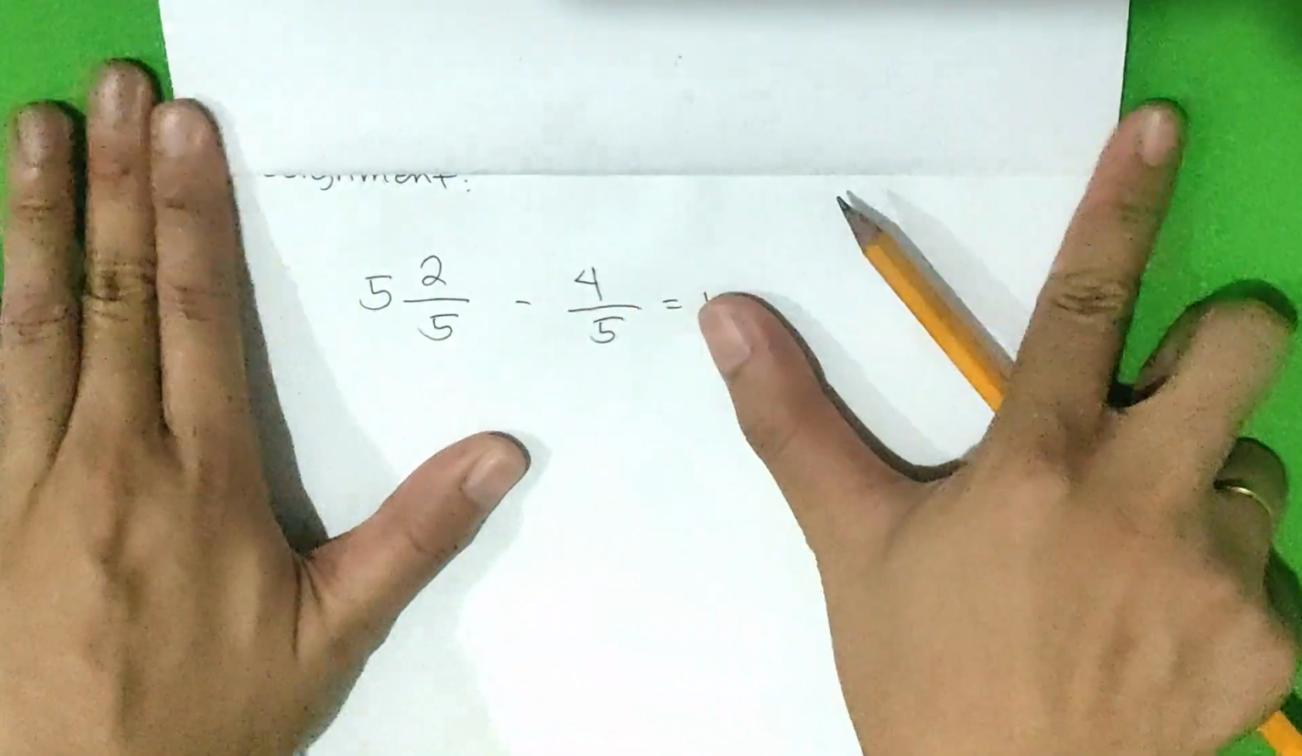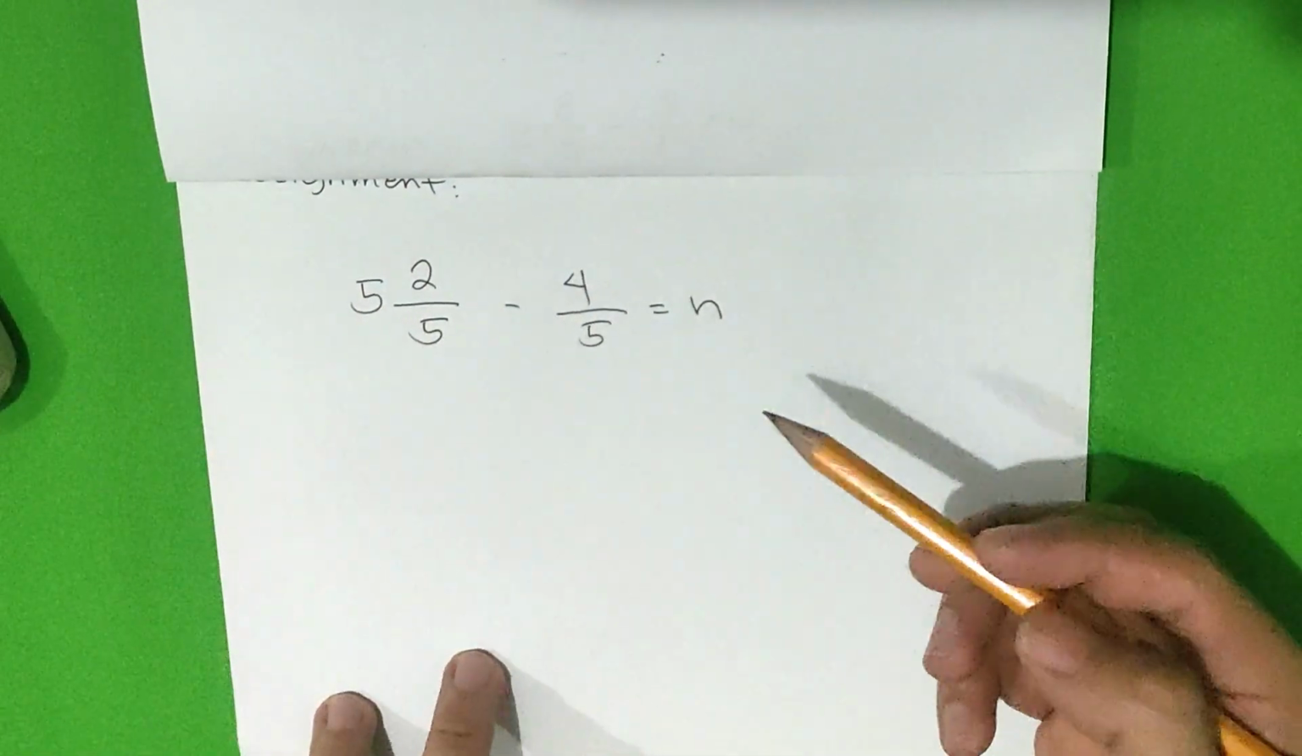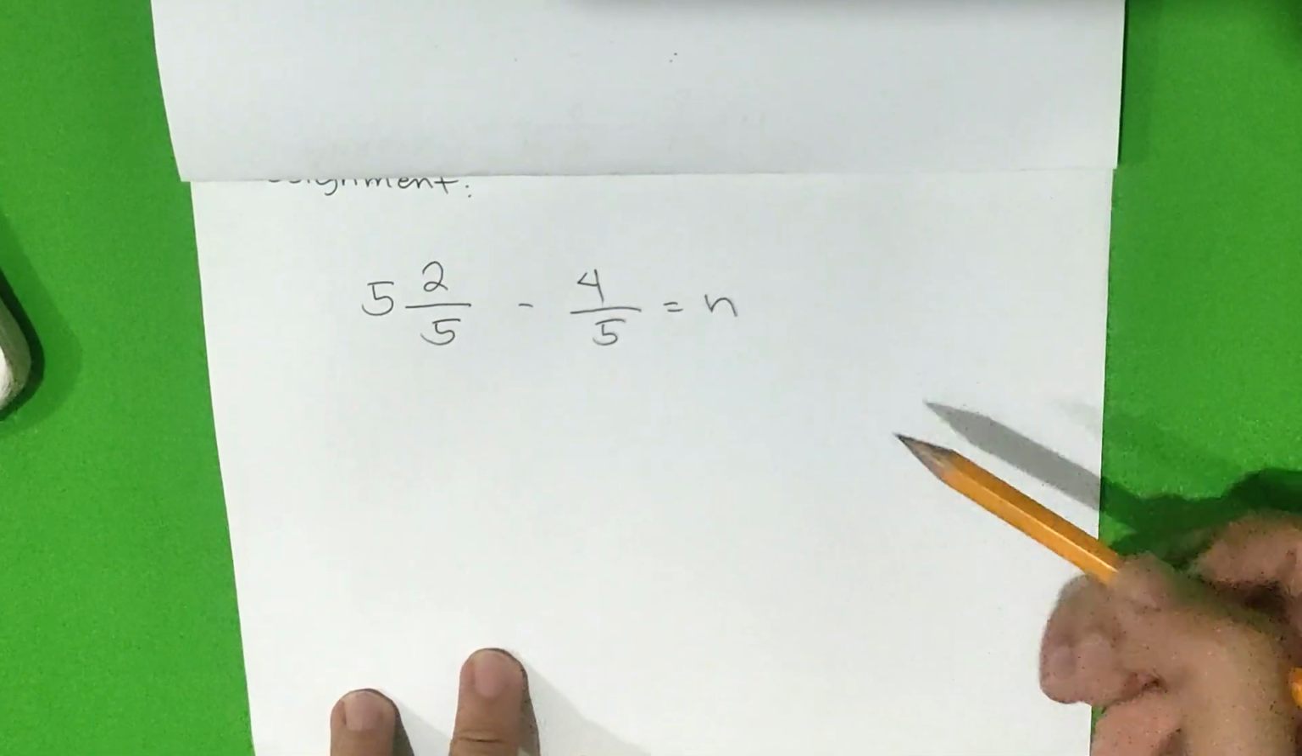For your assignment, do 5 and 2/5 minus 4/5 is equal to n.